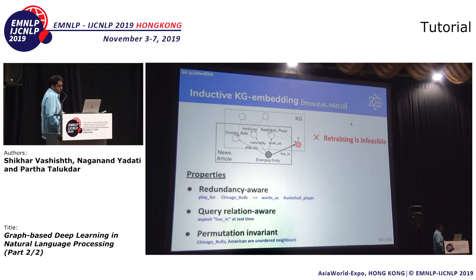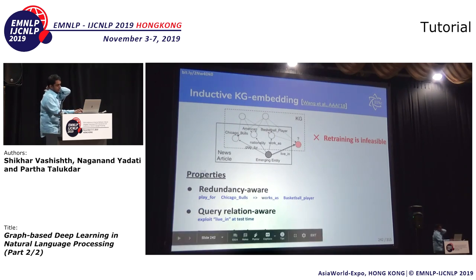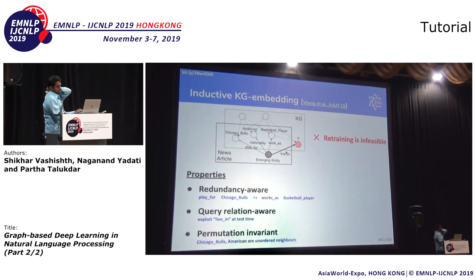Some properties that such an inductive embedding method should have. The first property is redundancy aware. For example, we have plays for Chicago Bulls, which implies works as basketball player, so it should be redundancy aware. Then it could be query relation aware. We could exploit, for example, lives in at test time. We have this new entity with a lives in relationship, which is known at test time. This is called the query relation, lives in, and we can exploit it. It also has to be permutation invariant. The way we aggregate information during the GCN operation should not depend on the order in which we consider the neighbors.